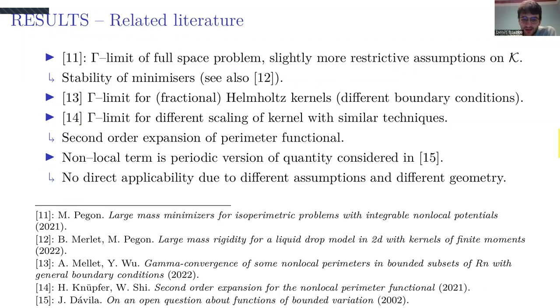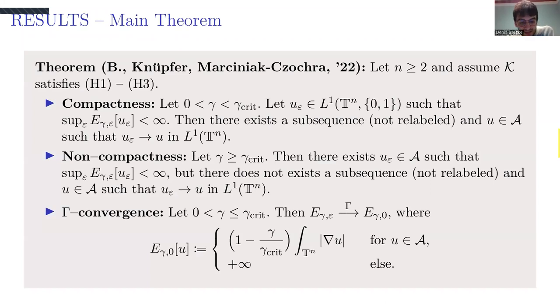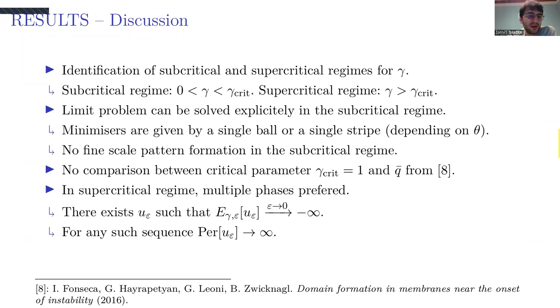Okay, let me quickly also discuss our results before I go into the analysis. So the results, I say it here again: we have compactness, non-compactness, and gamma convergence. What we find is that we have two regimes, a subcritical regime and a supercritical regime, and that the limit problem can be solved explicitly in the subcritical regime. The minimizers are given by a single ball or a single stripe, depending on the mass. This means, again, we have no fine scale pattern formation if we are looking at the biological application here. What is also a little unfortunate is that we do not have a comparison between the critical parameter gamma crit and Q bar from the paper I was mentioning earlier by Fonseca, Hayrapetyan, Leoni, and Zwicknagl.